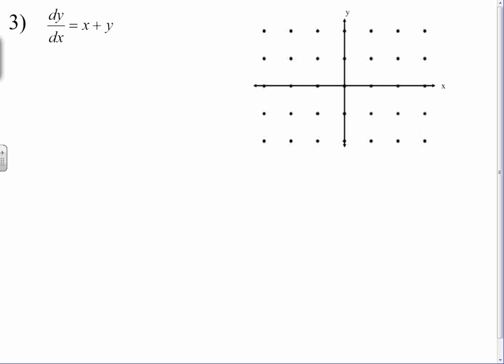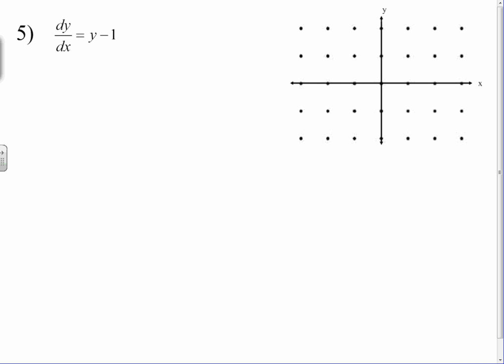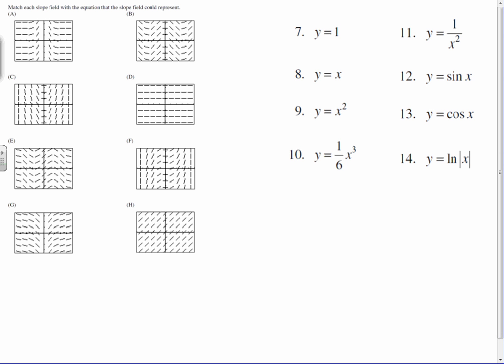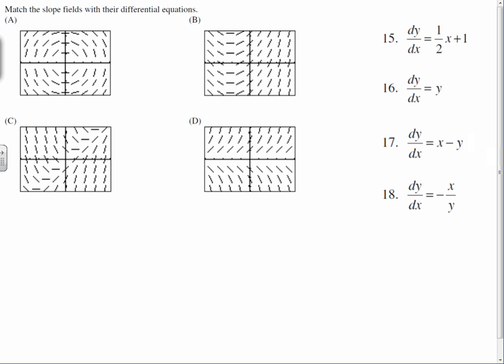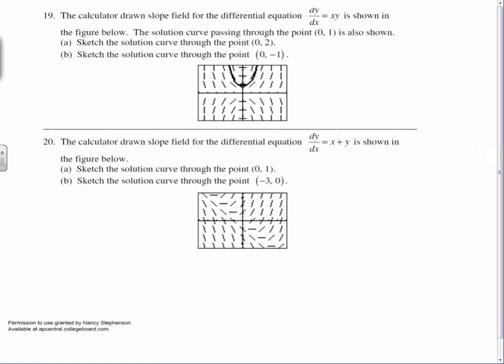And I think you can just work on the homework. It's finishing these 6. And then there's a matching exercise. So each of these equations should have a corresponding slope field there. More matching, and I think those two are the final things, sketching and doing that thing.